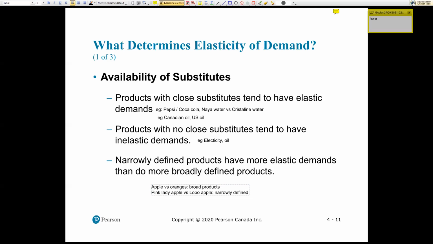Yeah, so broad would be the whole set of all apples. So substituting apples for something: if I want an apple pie, I have to buy some apple. So I can't substitute oranges, or else I'm getting an orange pie. But if I have to pick between a certain brand of apple, well, if there's no Pink Lady apple, I'm going to use Lobo apple. It's not that bad.